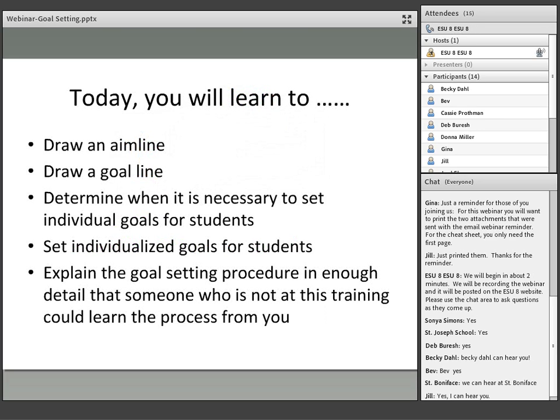All right, so today our goal is that you will learn to draw an aim line, draw a goal line, also that you will know when it's necessary to set individual goals for students. You'll know after we're done today what those goals should be. And hopefully you'll be able to explain the goal setting procedure in enough detail that someone who's not here today could learn the process from you. And I know some of you who are attending are maybe the person who would take some of this information back to your school. So we're hoping that we're going to give you enough information today to be able to share with others.